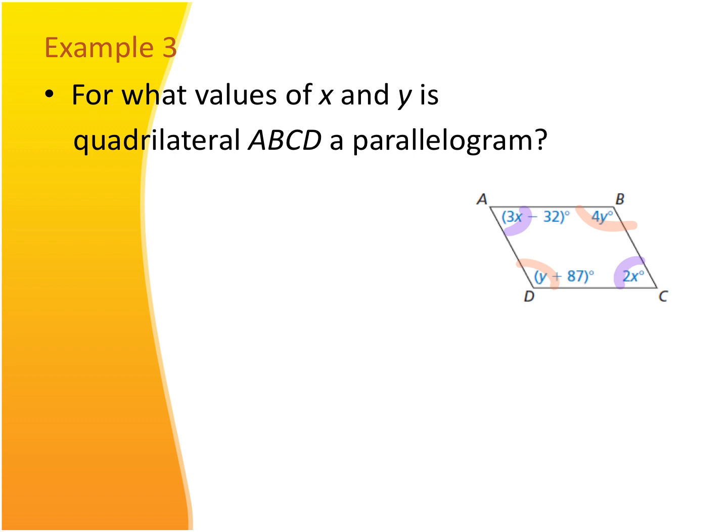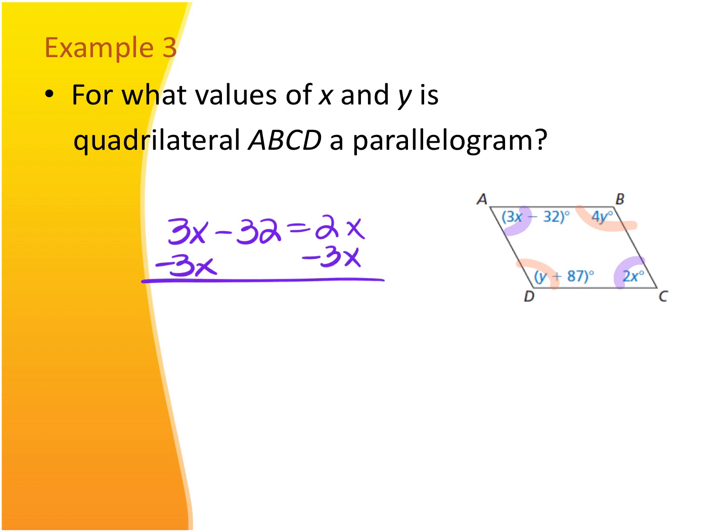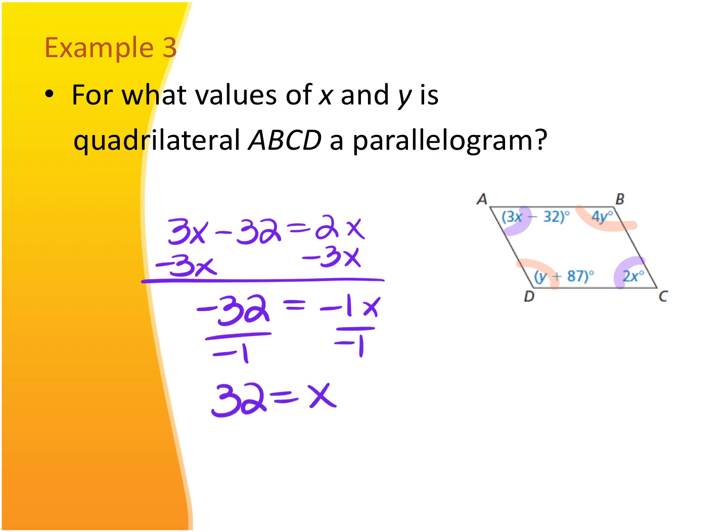So I can go ahead and solve for X by setting 3X minus 32 equal to 2X. It doesn't matter how you set it up. So I'll go ahead and subtract the 3X. I get negative 32 equals negative 1X. Divide by negative 1, and X equals 32.